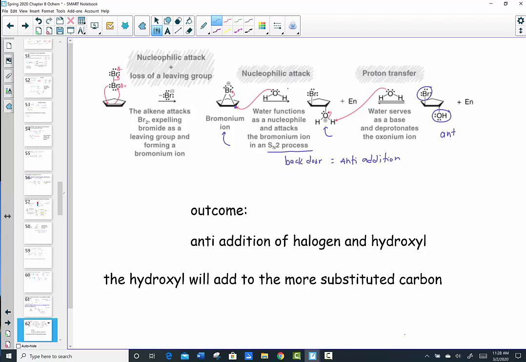And the crucial thing here is seeing water on the arrow with the bromine. The hydroxyl will add to the more substituted carbon. Remember, bromine adds first, hydroxyl adds second. It's the hydroxyl group that is the nucleophile. Therefore, it will add to the more substituted carbon.